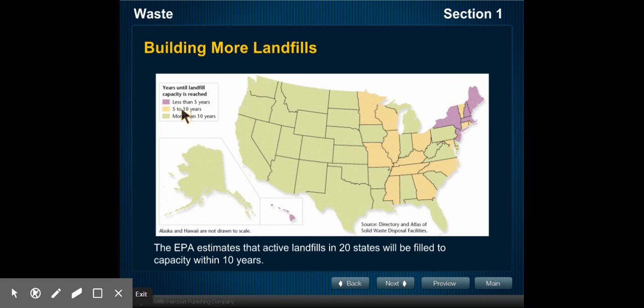We see that the tan has 5 to 10 years. So that's in the middle United States and the East as well. Illinois is one of those. And then all the other areas, this lighter green color, is areas that have more than 10 years before they run into landfill problems. But as it states here, the EPA estimates that active landfills in 20 states will be filled to capacity within 10 years.